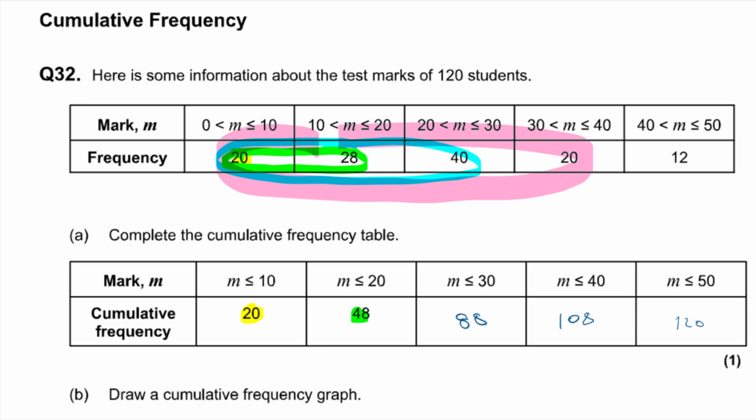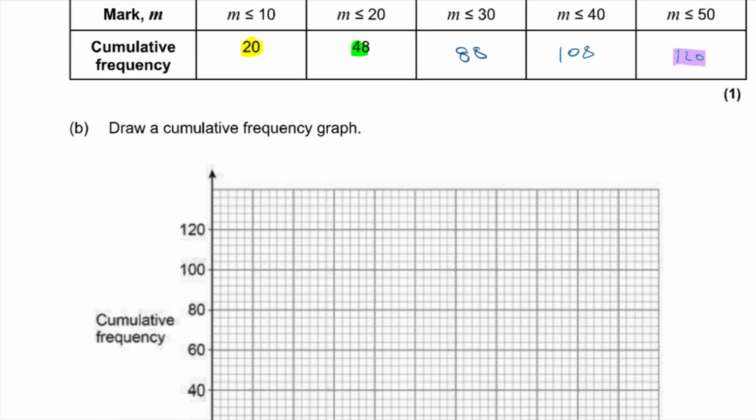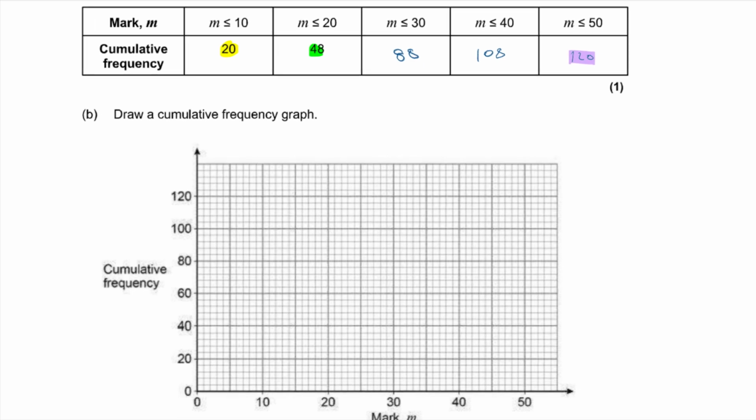Now your last cumulative frequency, the 120, should match the question up here. If it doesn't, you've made a mistake. Okay? Right, now once I've got my table of values, I could then plot those on the graph.